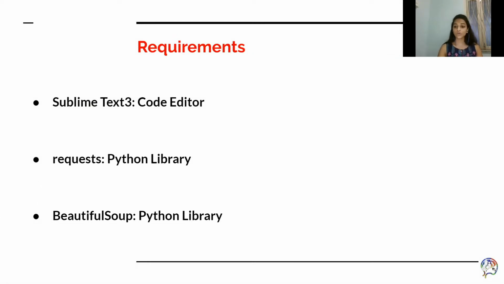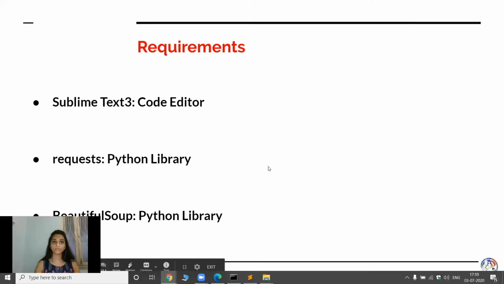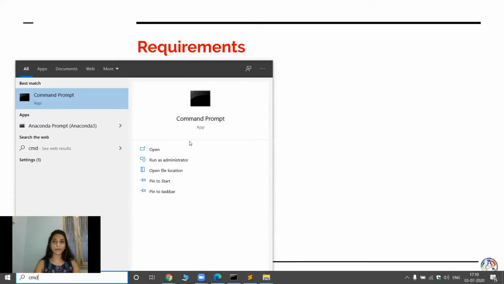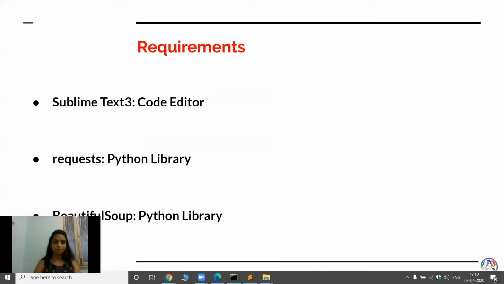Before moving to the coding part, let's first see how we can get these libraries. We have already seen how to install Sublime Text 3 in my previous video, so I'll put the link in the description. If you want to see that, you can go to the link and watch it there. Right now, I am going to install Requests and Beautiful Soup. For that, I first need to open command prompt, and I'll be opening it as an administrator.